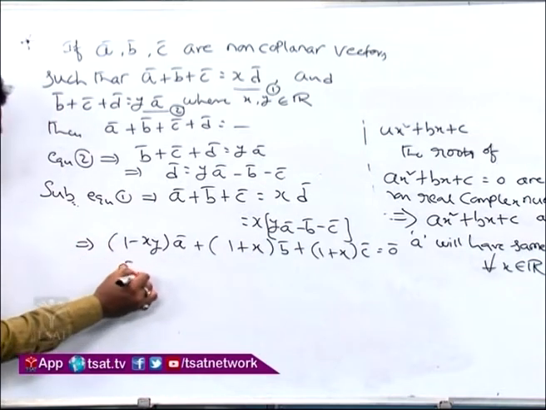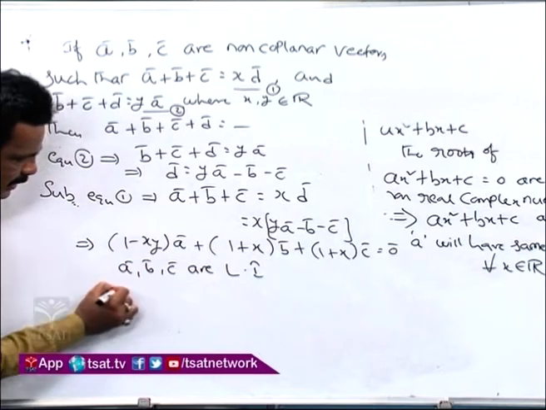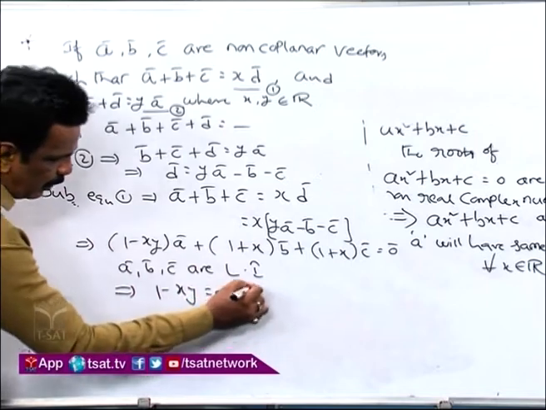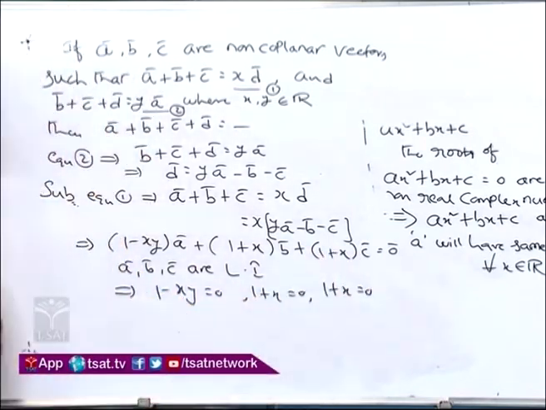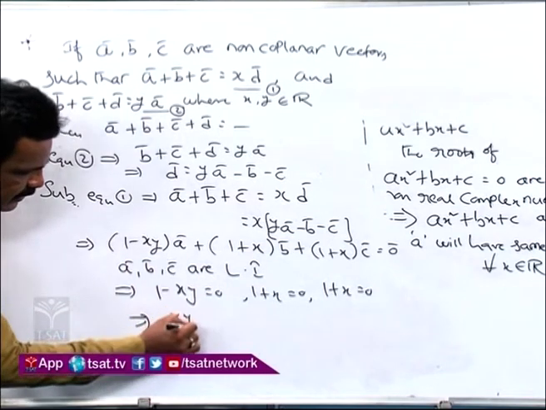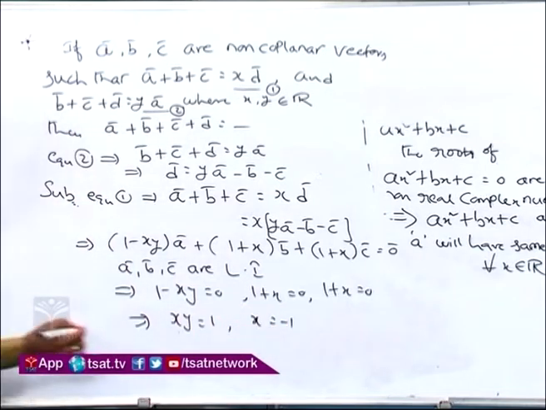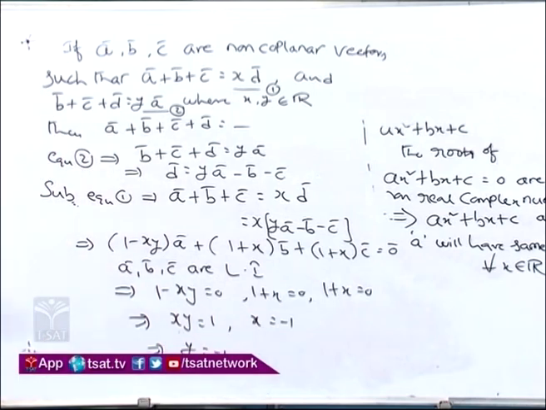We can say A bar, B bar, C bar are linearly independent implies 1 minus xy equal to 0, 1 plus x equal to 0, again 1 plus x equal to 0. So from that we can write here xy equal to 1, x equal to minus 1 from both of them, and from that we can write again y equal to minus 1. So we found here x equal to minus 1 as well as y equal to minus 1.